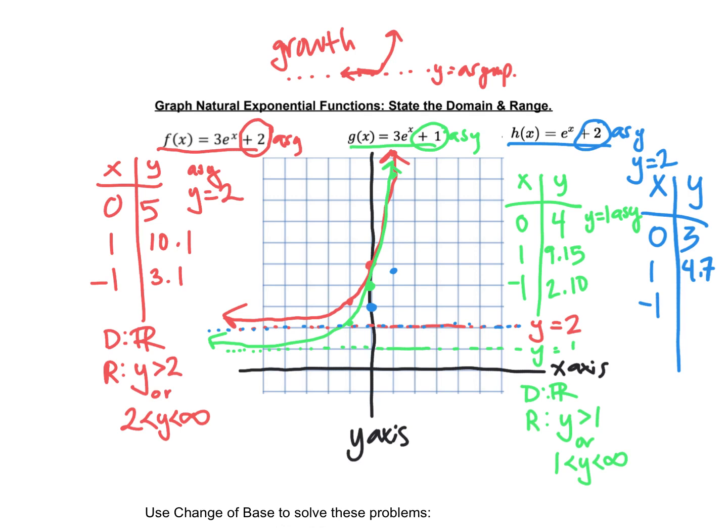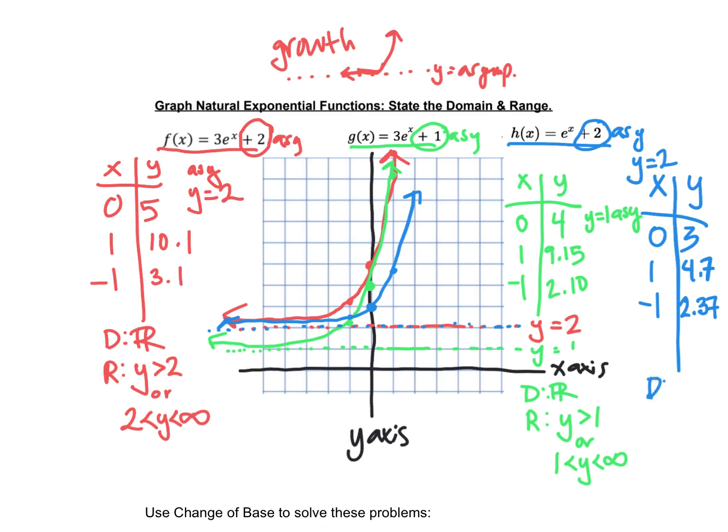And then negative 1, when we plug in negative 1, is e to the negative first power, which is 1 over e to the first power, or 1 over 2.7 plus 2. I'm definitely using my calculator for that. That's going to be 2.37. Negative 1, 2.37 is maybe about here-ish. And then we know it's going to follow our asymptote. There you go. There's our blue function.